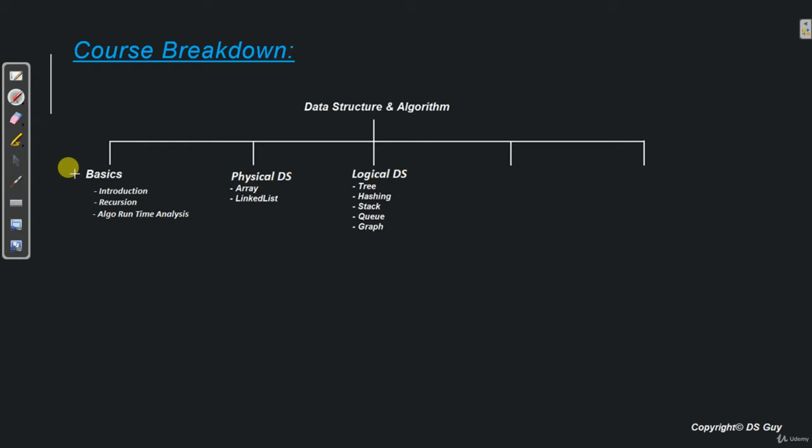Hey guys, welcome back. So till now we have learned the basics of data structure. Under physical data structure we have learned array and linked list. Hope all of these concepts are clear.